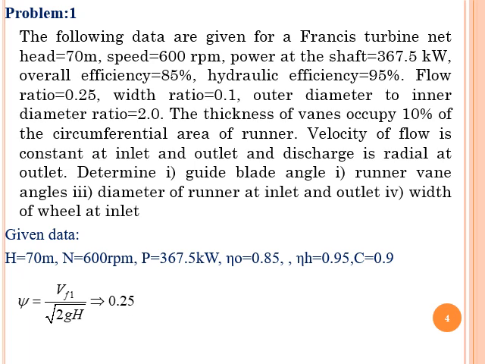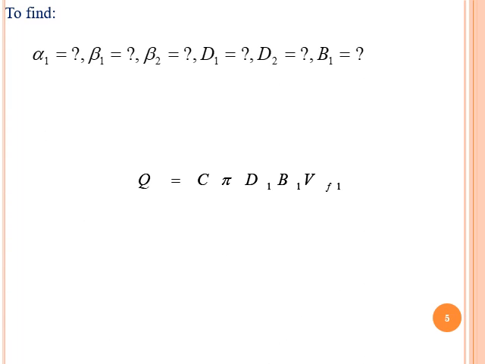So now flow ratio is equal to Vf1 by square root of 2gH is equal to 0.25. Then width ratio is given, B1 to D1 is equal to 0.1. Then outer diameter D1 to inner diameter D2 ratio is 2. Now to find alpha 1 is how much? Beta 1 angle, beta 2 angle, diameter at inlet, diameter at outlet, width at inlet.